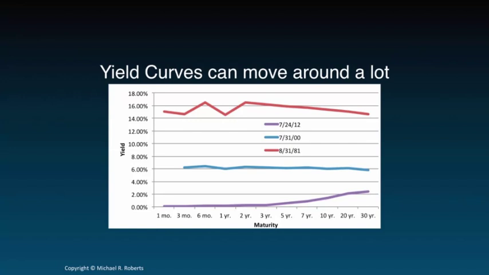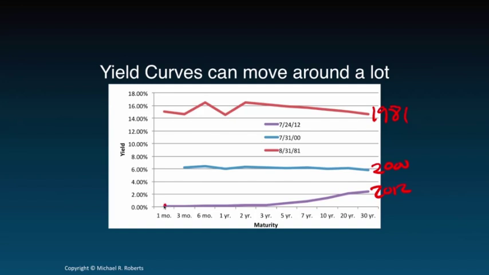Now, one thing I want to emphasize is that yield curves, in other words, interest rates, move around a lot, or at least they can. To illustrate that fact, I've plotted 3 yield curves here. The purple one is from 2012, the blue one is from 2000, and the red one is from 1981. And you can see that the rate at which the government was borrowing has varied dramatically over time.